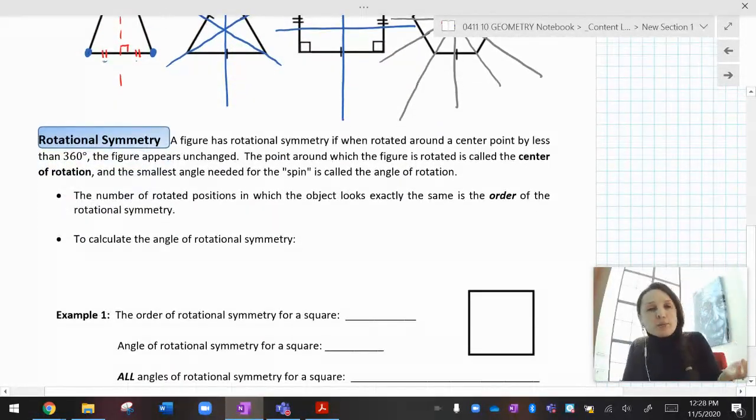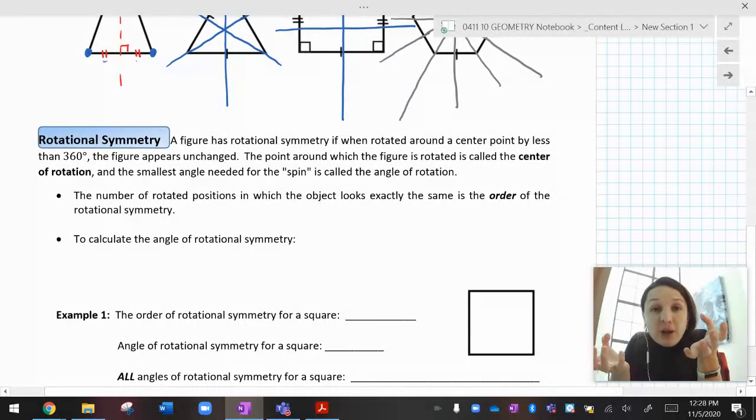All right, well, I talked about turning my head. That means there might be this other thing called rotational symmetry. So a figure has rotational symmetry when if it's rotated around a center point by less than 360 degrees, the figure appears unchanged. Okay? In other words, think about if you have little nieces or nephews or cousins, or you remember being a baby yourself.